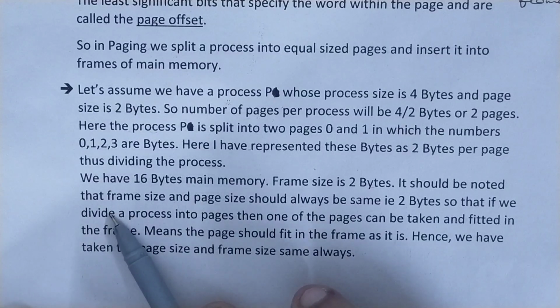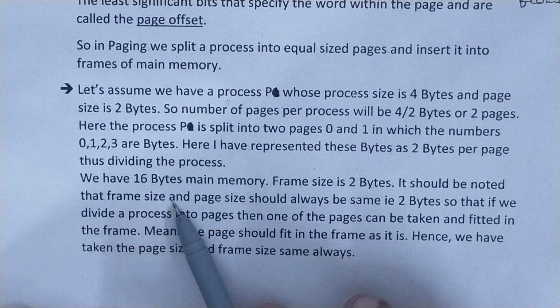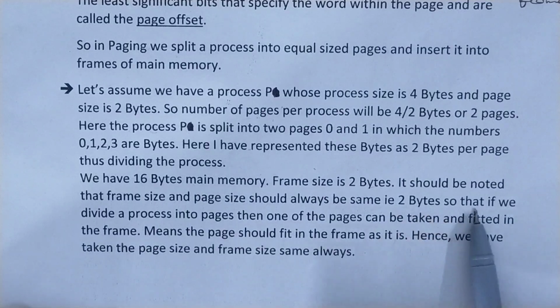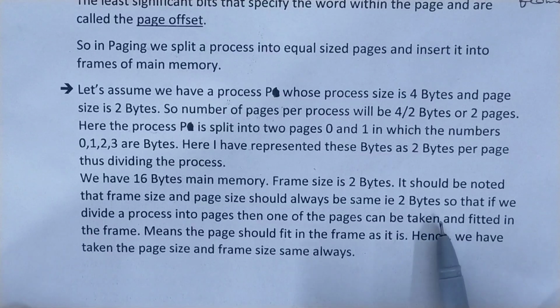Now as you can see in the diagram explained above, we have 16 bytes of main memory. Here frame size is 2 bytes. In this paging technique we notice that frame size and page size should always be the same, that is 2 bytes, so that we can divide a process into pages and then one page can be taken and fitted into the frame. It means that the page should fit in the frame as it is. Hence we can say that we have taken page size and frame size the same always.